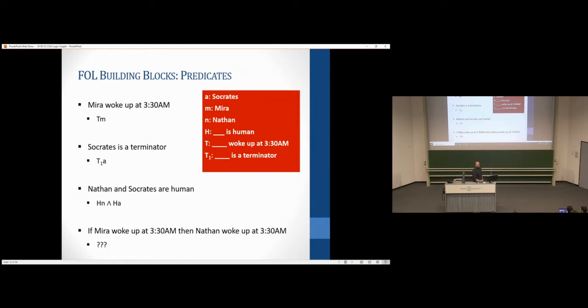HA, conjunction, HN. Note, we can flip them. Just like before, it doesn't matter the order. Right? And our last one, if Mira woke up at 3:30, then Nathan woke up at 3:30. Yeah. TM, conditional, TN. Nice.